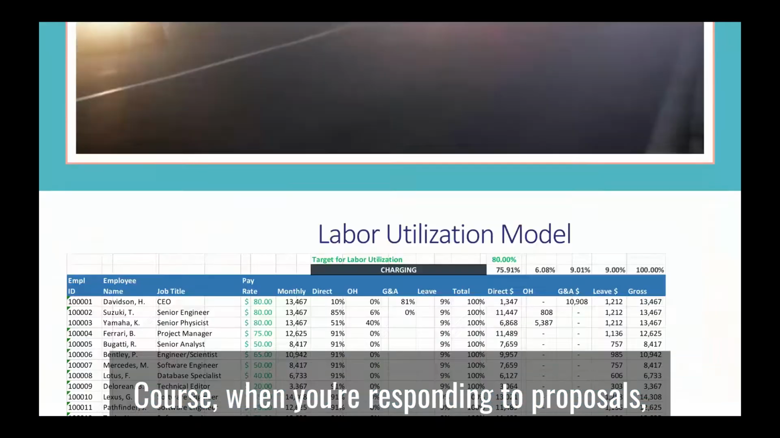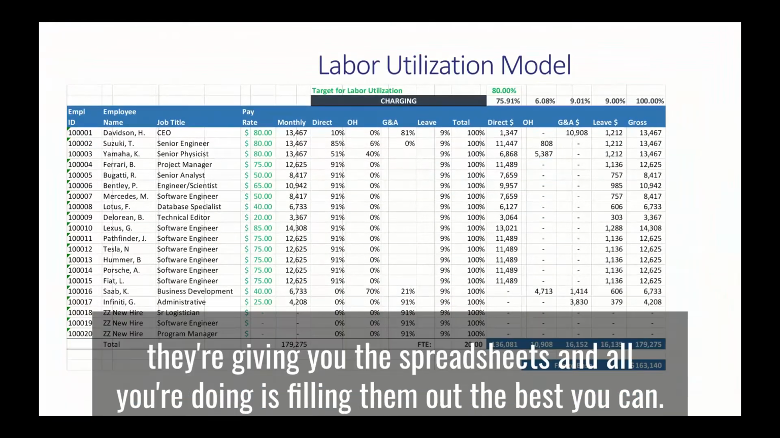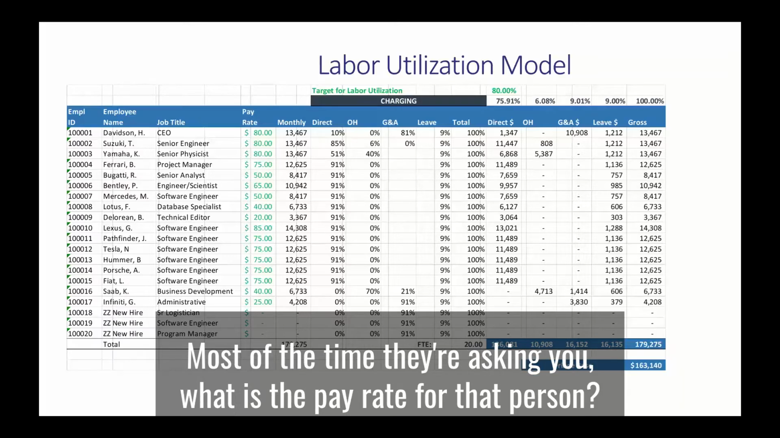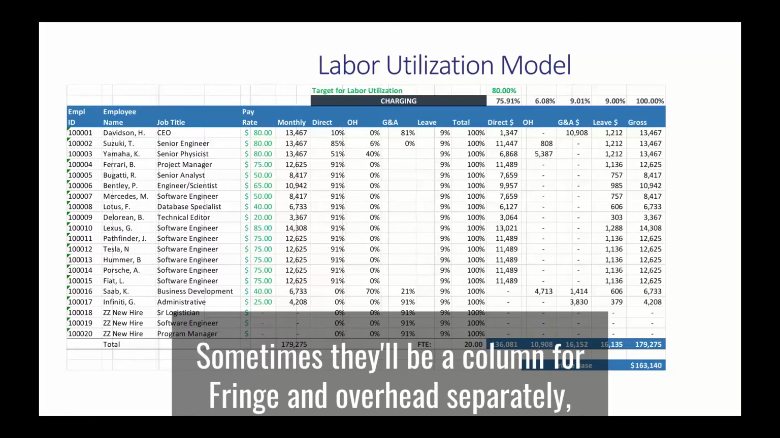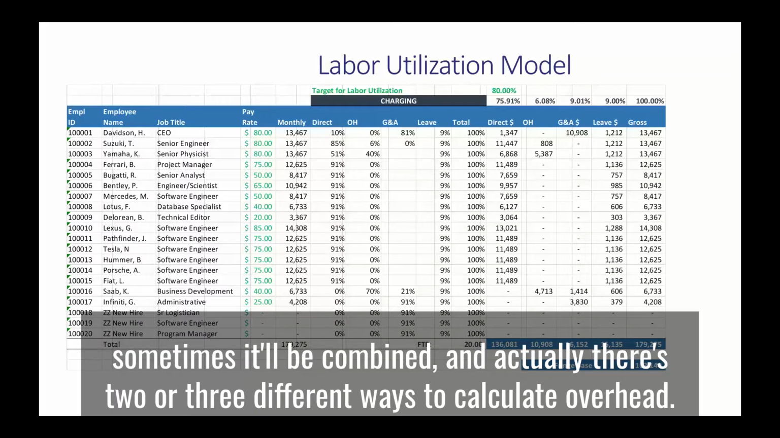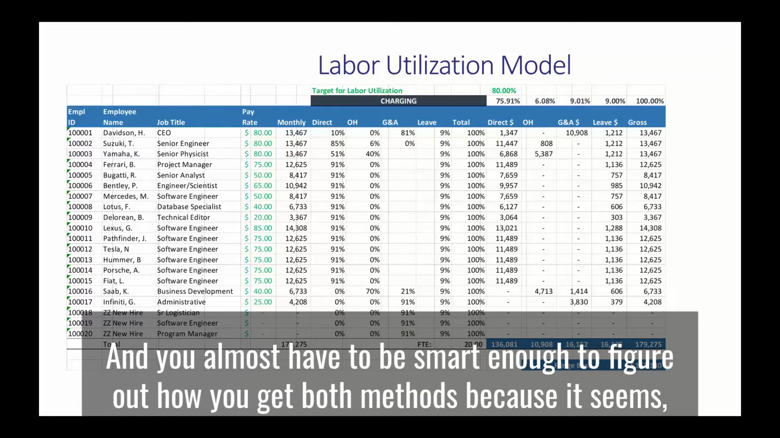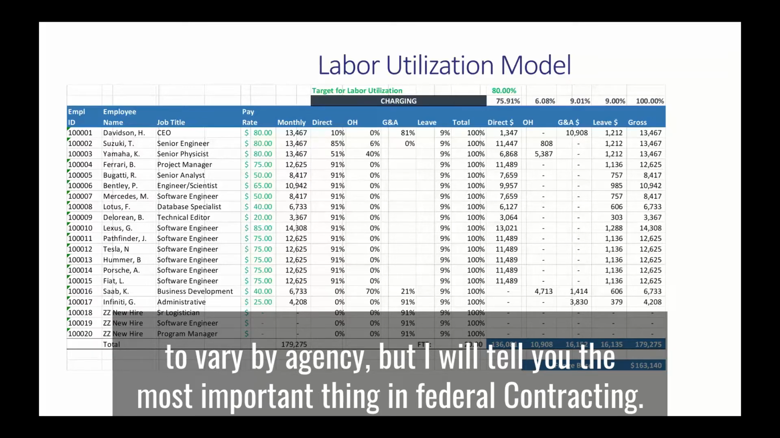Of course, when you're responding to proposals, they're giving you the spreadsheets and all you're doing is filling them out the best you can. Most of the time they're asking you, what is the pay rate for that person? What are you going to apply for overhead and G&A? Sometimes there'll be a column for fringe and overhead separately. Sometimes it'll be combined. And actually, there's 2 or 3 different ways to calculate overhead, and you almost have to be smart enough to figure out how you get both methods because it seems to vary by agency.